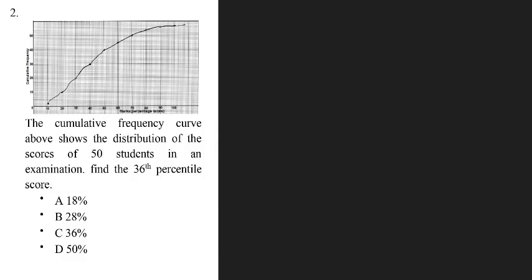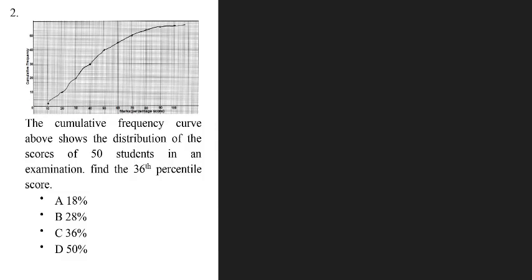So now, since the marks are already in percentage, we're going to look for 36 on this horizontal axis, then we'll trace it to the line, and from that line I will be able to trace it to the cumulative frequency. So anything we get, that will be our answer. So now if you check, 36 will be here.